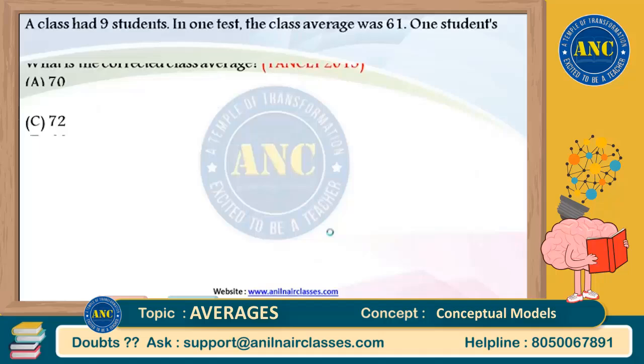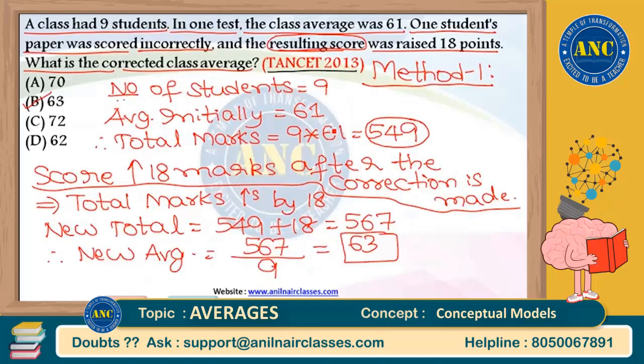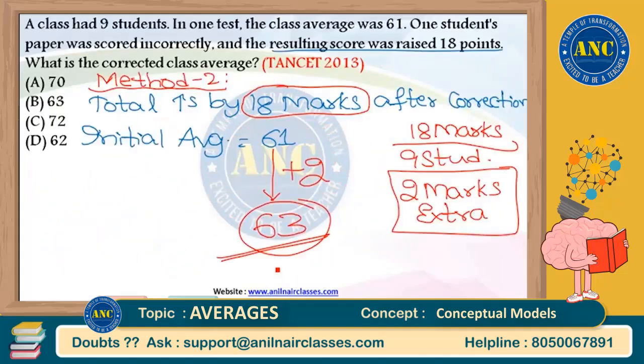See method 1, sir. Method 1 is teaching you that you need to find 9 into 61, 549. You need to add 549 plus 18. You need to divide 567 by 9. You don't need to do all these simplifications or calculations. Simple. Total increases by 18 marks, and there are 9 students.